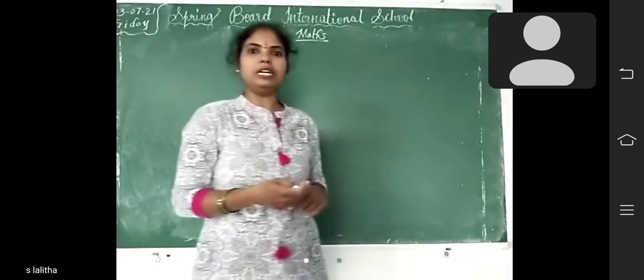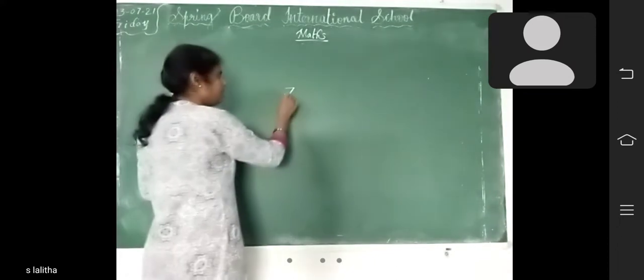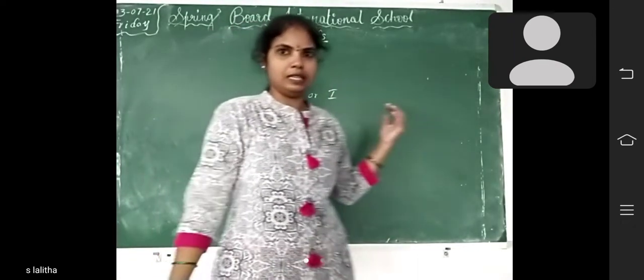What is the symbol of integers, children? Capital Z. Okay. Or capital I. Capital Z is the integer symbol. Okay, children.